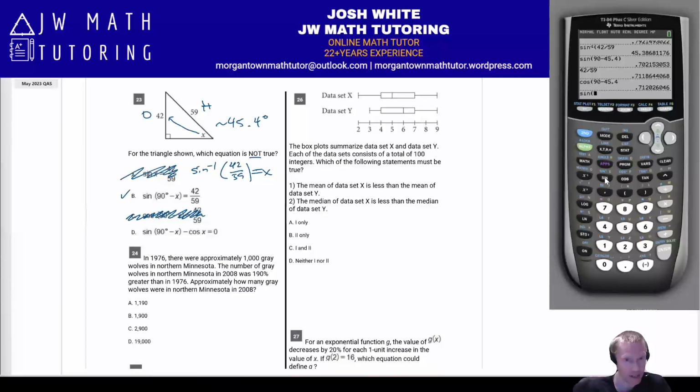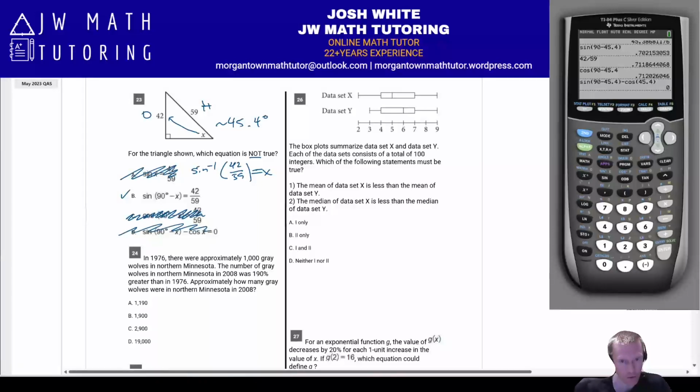And now let's look at letter D. So we got the sine of 90 minus 45.4, and then subtracting from that the cosine of 45.4. Okay, that's 0. That's obviously not equal to 0.71186, but whatever. Okay, so we can eliminate that. And the correct answer for this problem does turn out to be letter B.